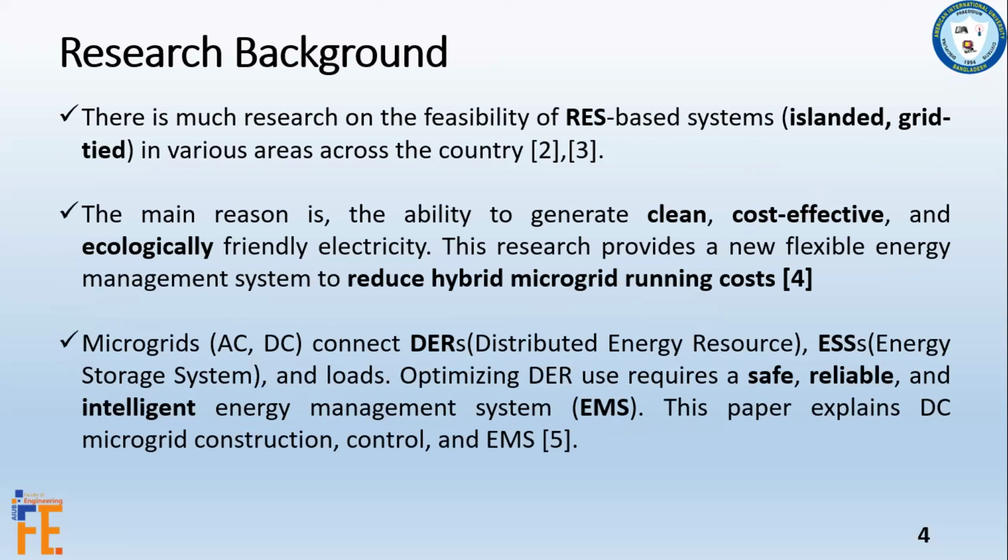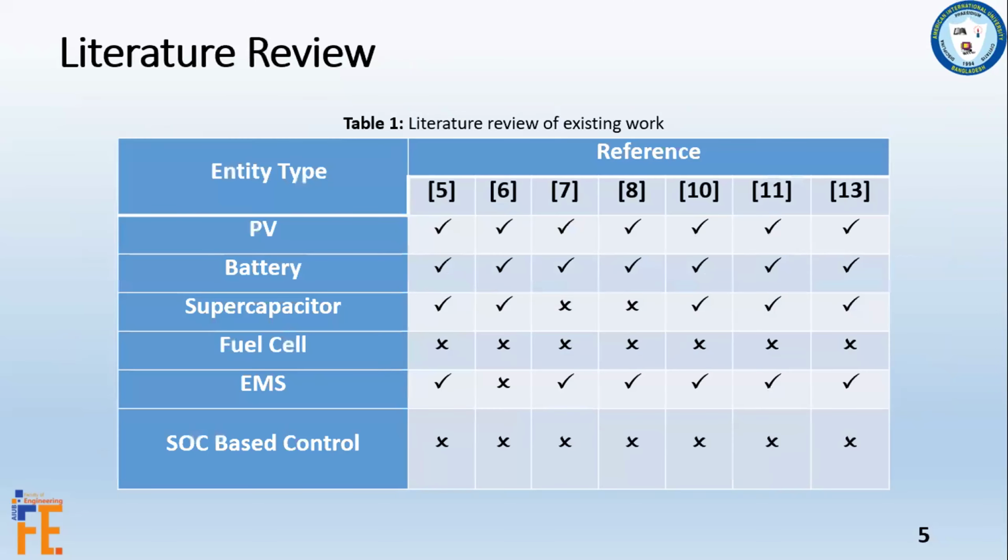The AC or DC microgrid may connect the distributed energy sources, energy storage system, and load. Optimizing the distributed energy sources used requires a safe, reliable, and intelligent energy management system. This paper explains a DC microgrid construction, control, and energy management system.